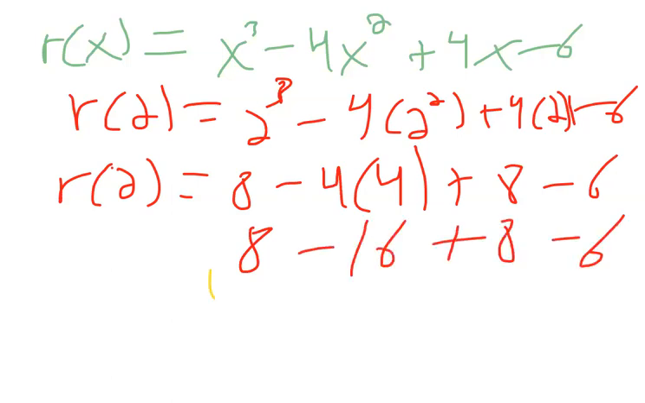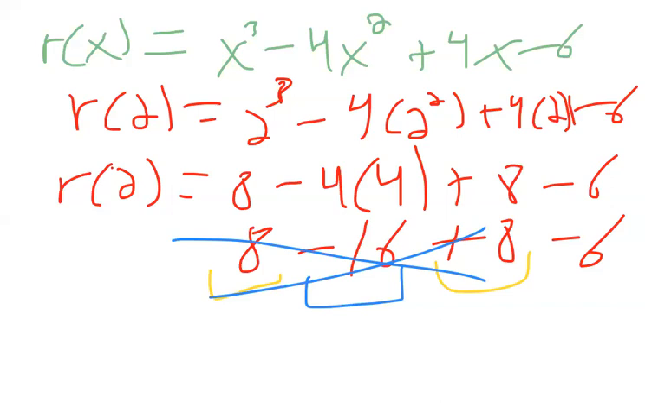So let's see, 8 plus 8 is positive 16, and you subtract this 16. So all this goes to 16 minus 16, which is 0, so you're just left with negative 6 as your answer. And you move on.